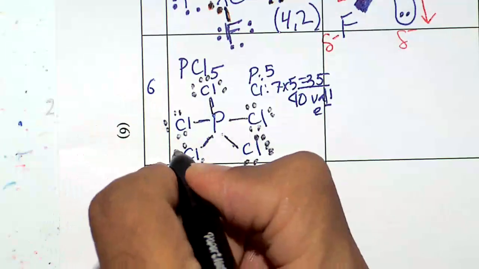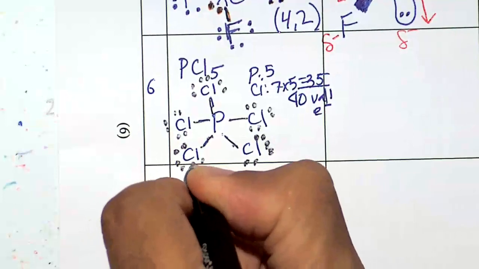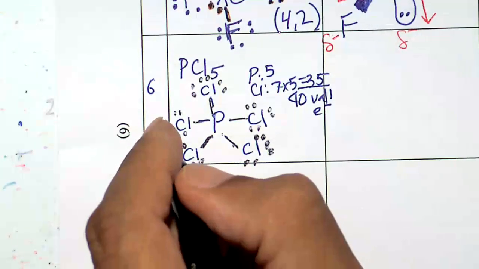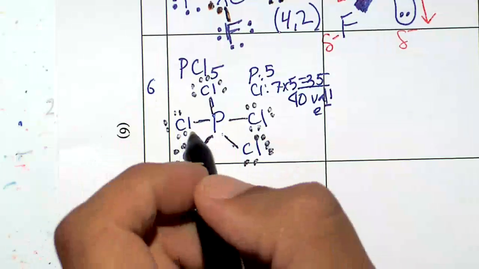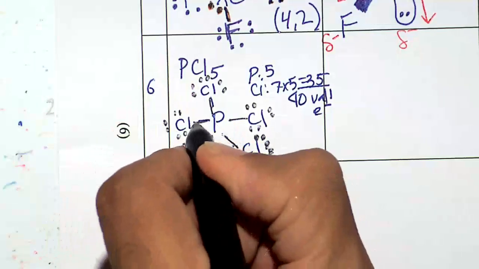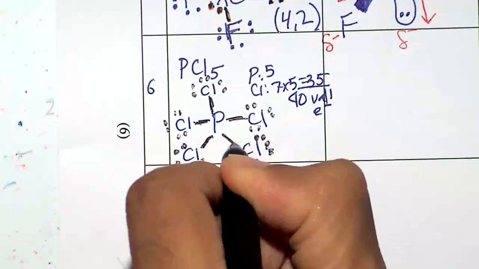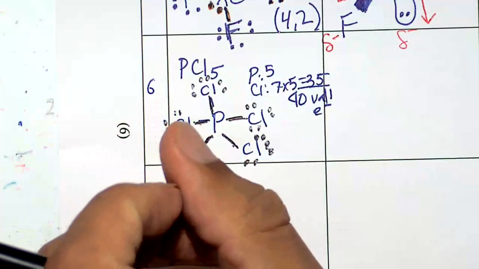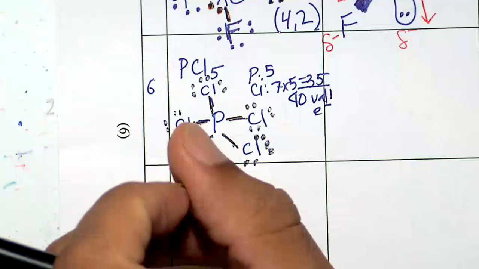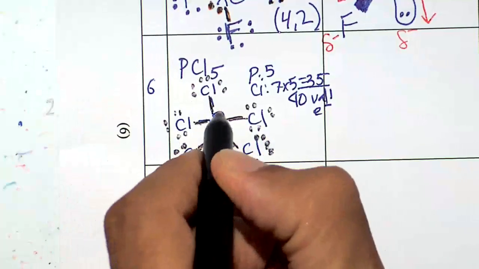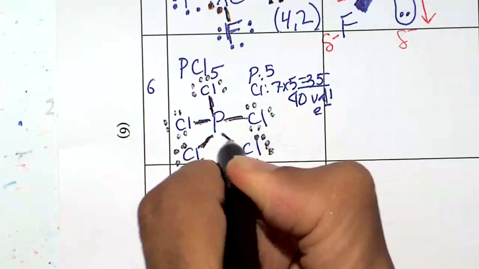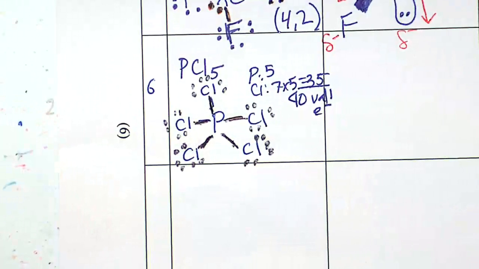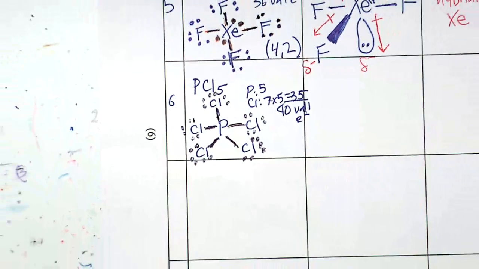Let's do the formal charge on one of these chlorines. 1, 2, 3, 4, 5, 6, 7. What is this chlorine happy at? 7. What's 7 minus 7? 0. What about this phosphorus? 1, 2, 3, 4, 5. What is phosphorus happy at? 5. What's 5 minus 5? 0. Now let's do the octet for this phosphorus. 1, 2, 3, 4, 5, 6, 7, 8, 9, 10. It's okay. It's called an expanded octet, and expanded octets are all right.